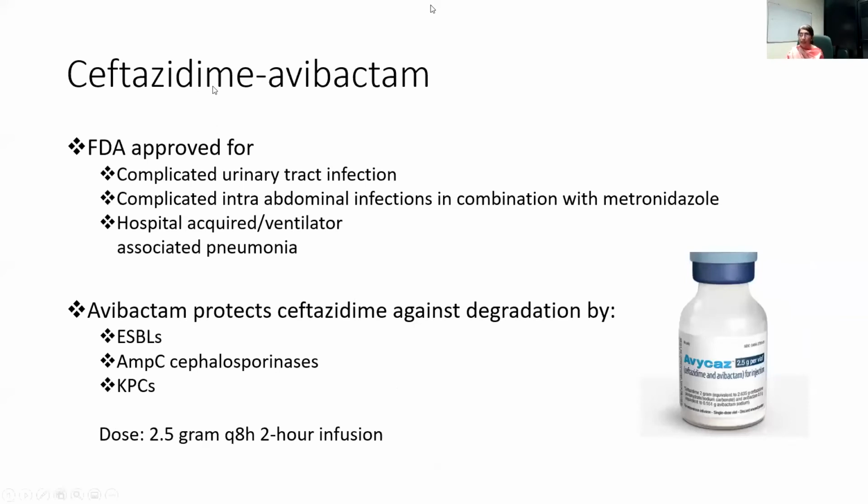Ceftazidime avibactam is basically a third generation cephalosporin in combination with a beta-lactamase inhibitor, and this avibactam protects ceftazidime against degradation by ESBLs, cephalosporinases, and KPCs, that is Klebsiella pneumoniae carbapenemases. Ceftazidime avibactam is approved for treatment of complicated urinary tract infections, complicated intra-abdominal infections in combination with metronidazole, and hospital-acquired and ventilator-associated pneumonia.